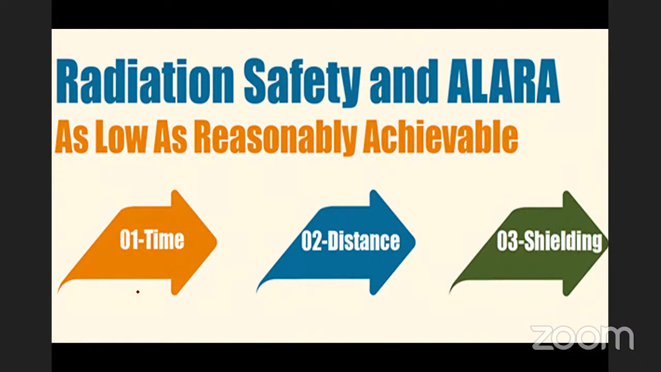We should not expose ourselves or the patient for longer time. Whenever possible, we should reduce the time of exposure. Then we should always stay as far as possible from the radiation, and we should always use shields whenever we are working under radiation. We should wear lead jackets whenever we are doing fluoroscopy or in a cath lab.